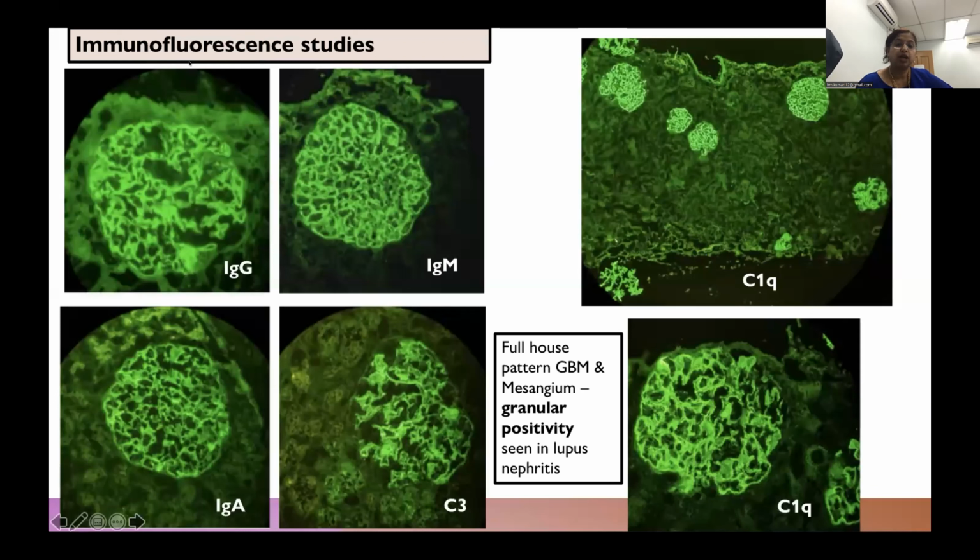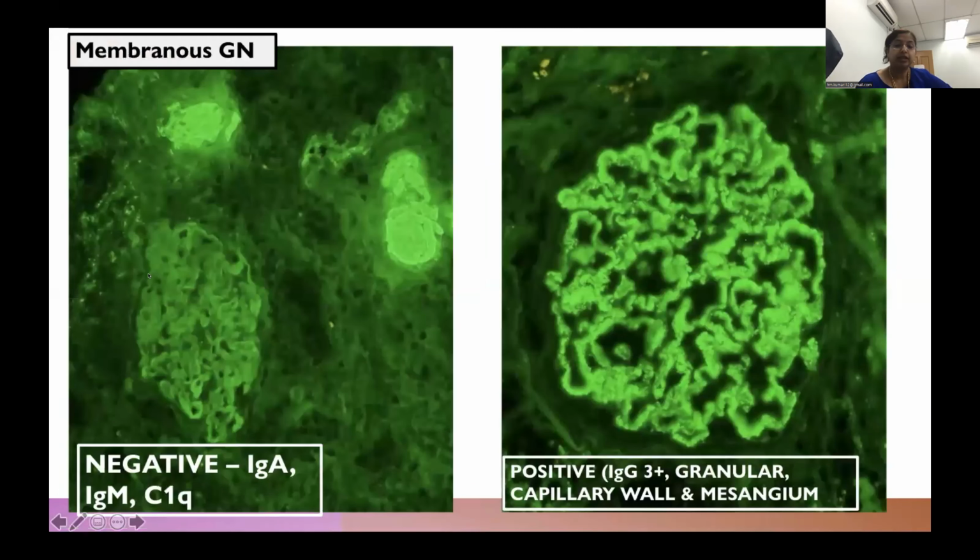This is a full house pattern, very granular and full house, commonly seen in lupus. You have capillary wall involvement with mesangial, so a very nice full house pattern. This is a negative glomerulus, but it is bright, so we call this autofluorescence. It is bright, but it is not fluorescing. So don't call this bright as a positive lesion. That one you need to bear in mind. Several times the bright one has been identified as positive, which is wrong actually.